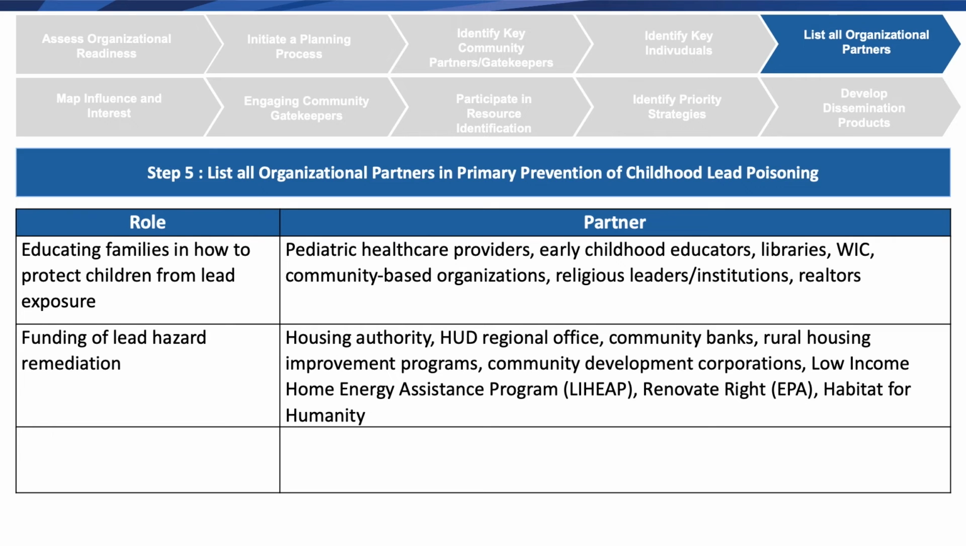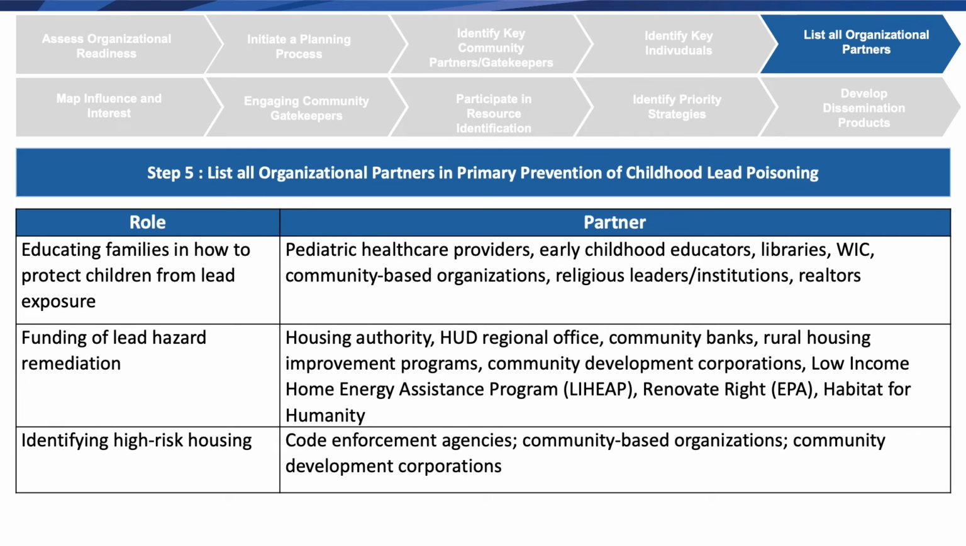So if you're looking for partners that are going to help you identify the high-risk housing in your community of interest, the partners that can help you the most might be the local code enforcement agency. Local code enforcement agencies know where the most poorly maintained properties in a community are, and they know the specific addresses and property owners of these properties. Community-based organizations can give you a good understanding of the housing needs of the people that they serve in their organization. The community development corporations can also help you identify high-risk housing because they're working in the community and they're trying to meet the housing needs of the community.